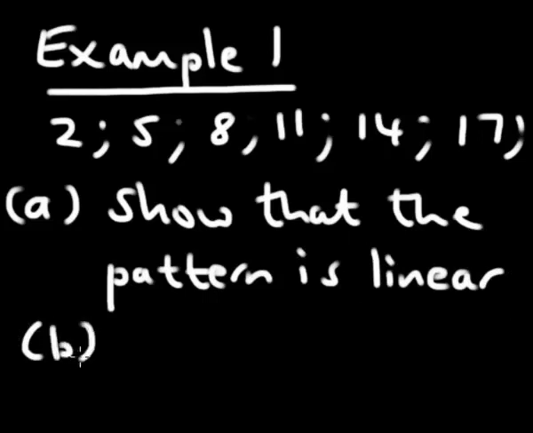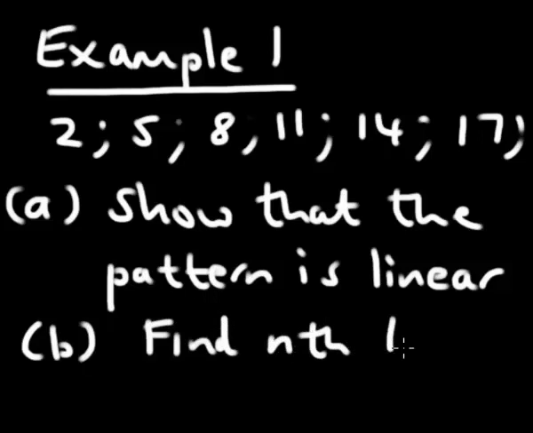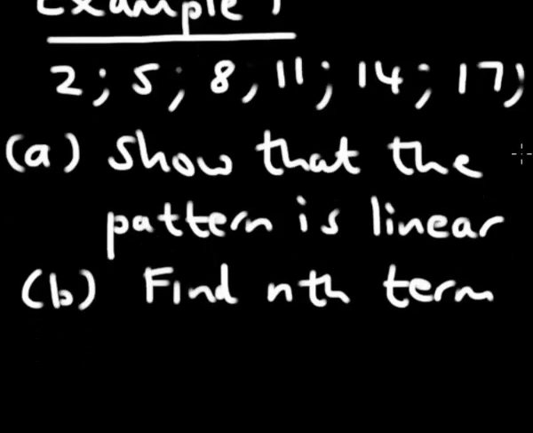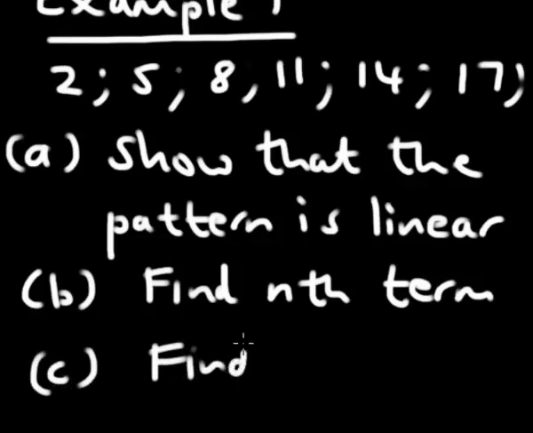And then in the second part of the question, we're going to find the general term, or the nth term, as they say. In other words, a formula that helps us to calculate any number, like the 100th term, the 1000th term. And then the C question is to find, using this formula, say the 100th term.